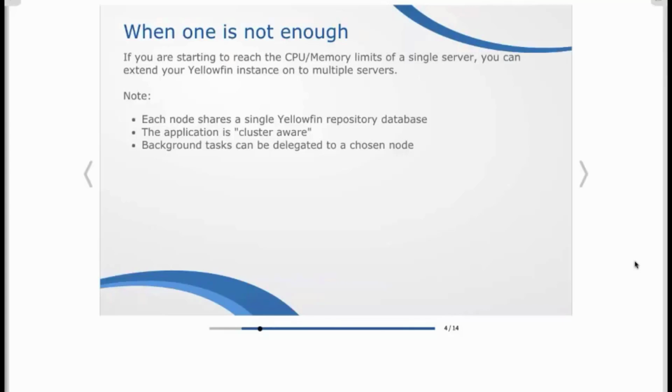Yellowfin in a clustered setup is also cluster aware. So it means it will actually notify other nodes of items that need to be flushed from caches. It will also send across synchronization messages. So if you delete something or you add something, all the other nodes will also know immediately. The background tasks that we talked about from lesson 1 can also be delegated to a particular chosen node. So for example, if you have additional CPU and RAM on node 3, let's just say, and you want your secondary pools, which are running your background tasks, to be allocated to that node, you can do so as well in this clustered setup.